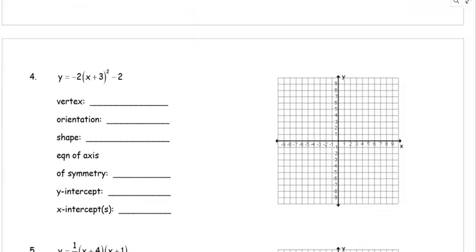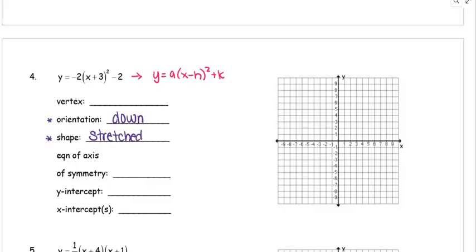This second one here is in vertex form. y is equal to a times the quantity x minus h squared plus k. Now, from this one, we know our a value. Therefore, we know the orientation and we know the shape. Since it's negative, it is opening down. The absolute value of 2 is bigger than 1, which means that our shape is going to be stretched.